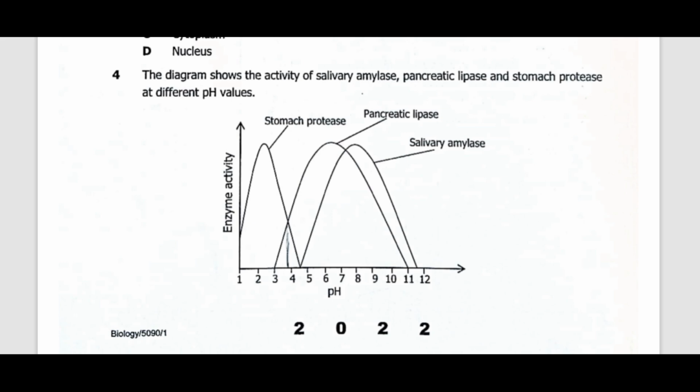Then for question 4, the diagram shows the activity of salivary amylase, pancreatic lipase, and stomach protease at different pH values. Here, let's look at the optimum for each. For stomach protease, we are expecting the optimum between 2 and 3. Then for pancreatic lipase, between 6 and 7. If we draw lines parallel to the y-axis, the numbers where we fall represent the optimum pH.